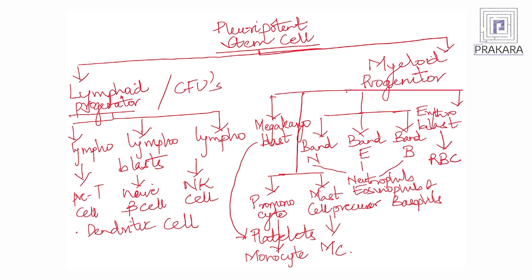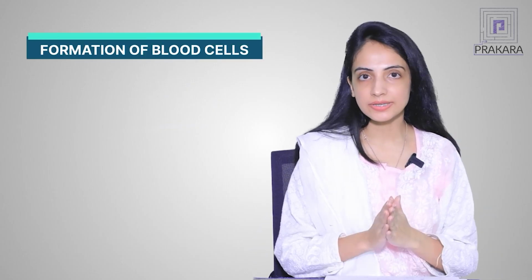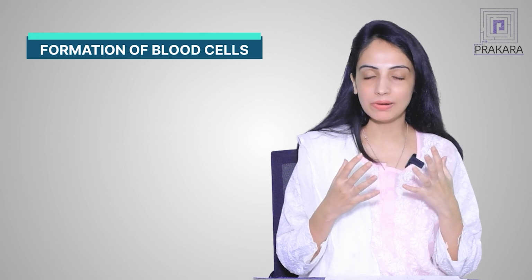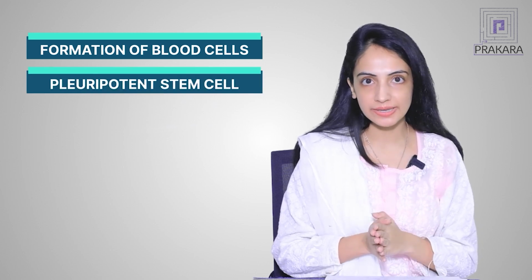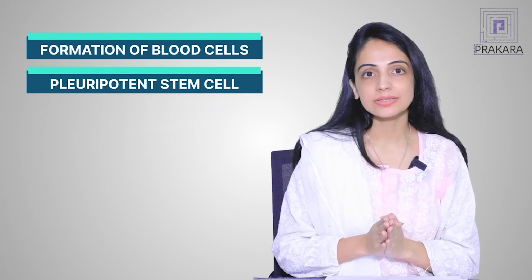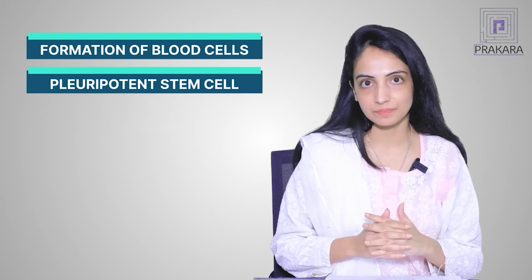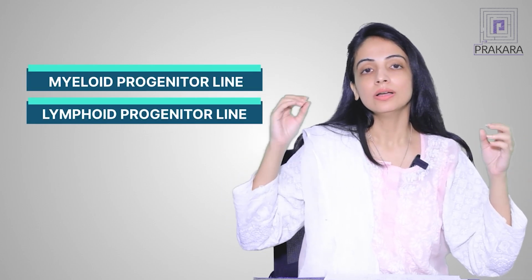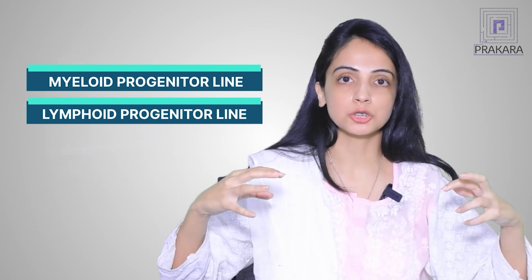So as you can see, the first step in the formation of the blood is the pluripotent stem cell. It is also known as the hemocytoblast, and it is derived from the mesenchyme. Then this one pluripotent cell differentiates into 2 progenitor lines, the myeloid and the lymphoid. Now, proliferation and differentiation help in the final formation of the blood cells.